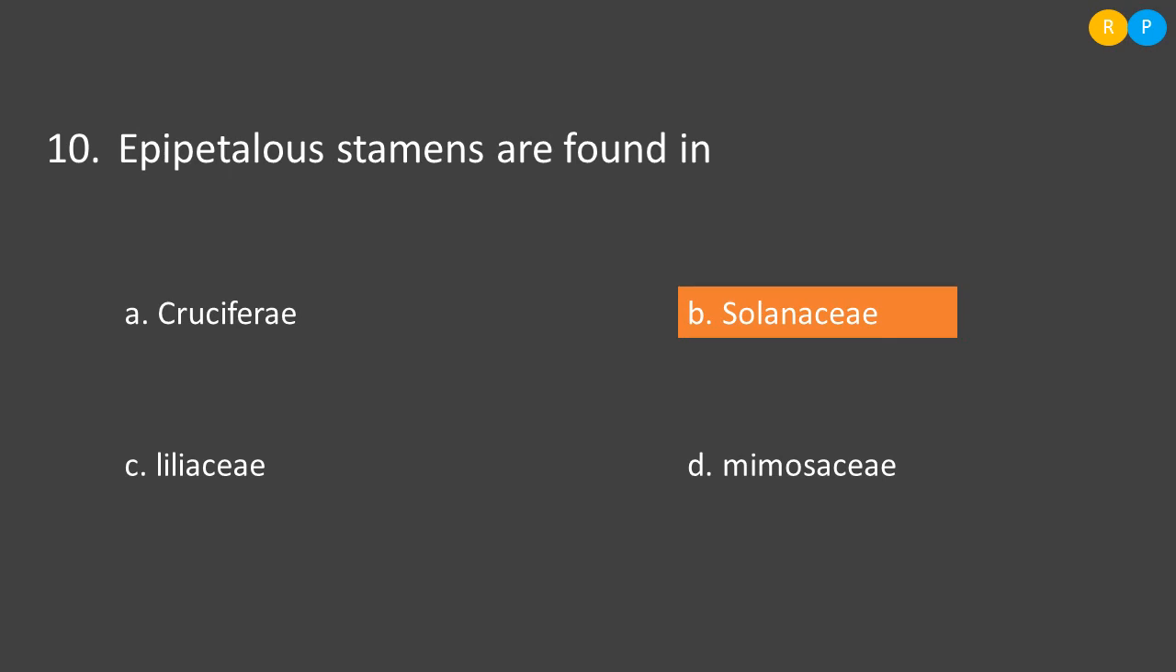Clear? Then option C, Liliaceae. Liliaceae plants show the attachment of stamen with the tepals, not with the petals. So the condition in Liliaceae is epiphyllous, not epipetalous. Then option D, Mimosaceae. Mimosaceae is nothing but the members coming under the Fabaceae family. Here also we do not have the epipetalous condition. So the correct answer is option B, because the members of the Solanaceae family show epipetalous stamens.